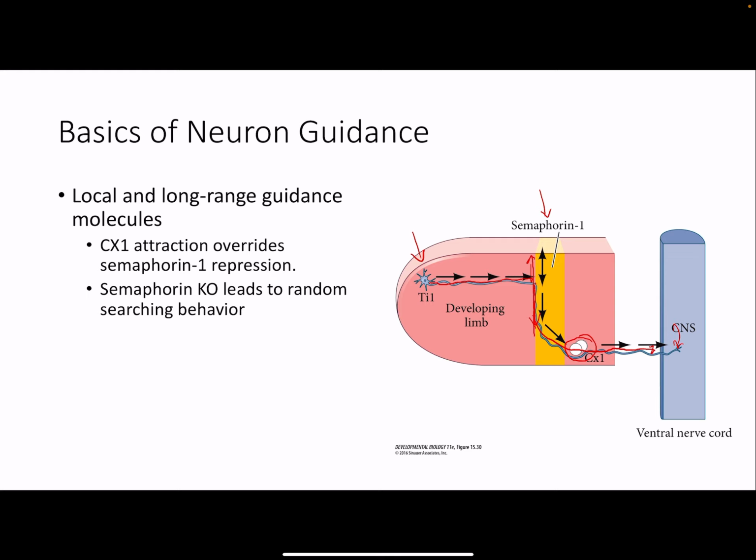Now, interestingly enough, we do have semaphorin 1 knockouts. And if we are missing this semaphorin 1 band, what ultimately happens is we get this random searching behavior. So what you'll see is that if this neuron got to this point and then had this semaphorin 1 band, it might go up, back this way. Oh, maybe I'll go this way. Oh, here's CX1 and it goes this way. So you get this random meandering that ultimately occurs with knockout in that area.